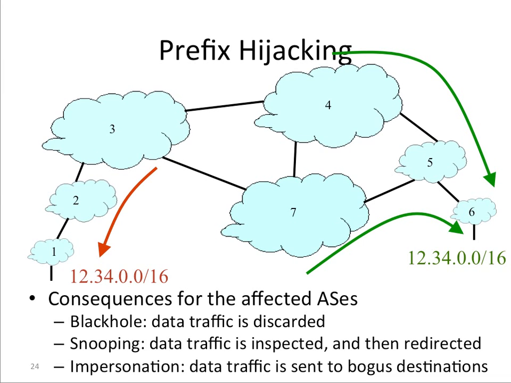Some of the consequences are black holing. For example, all the packets come to this autonomous system and it might discard them. That's going to cause huge disruption. You could also snoop the traffic. You might eventually send the traffic back to the original autonomous system, but before the packet gets there, you save it for later analysis. Because all the packets come to you, and then you forward them to the destination. And you could do impersonation as well.